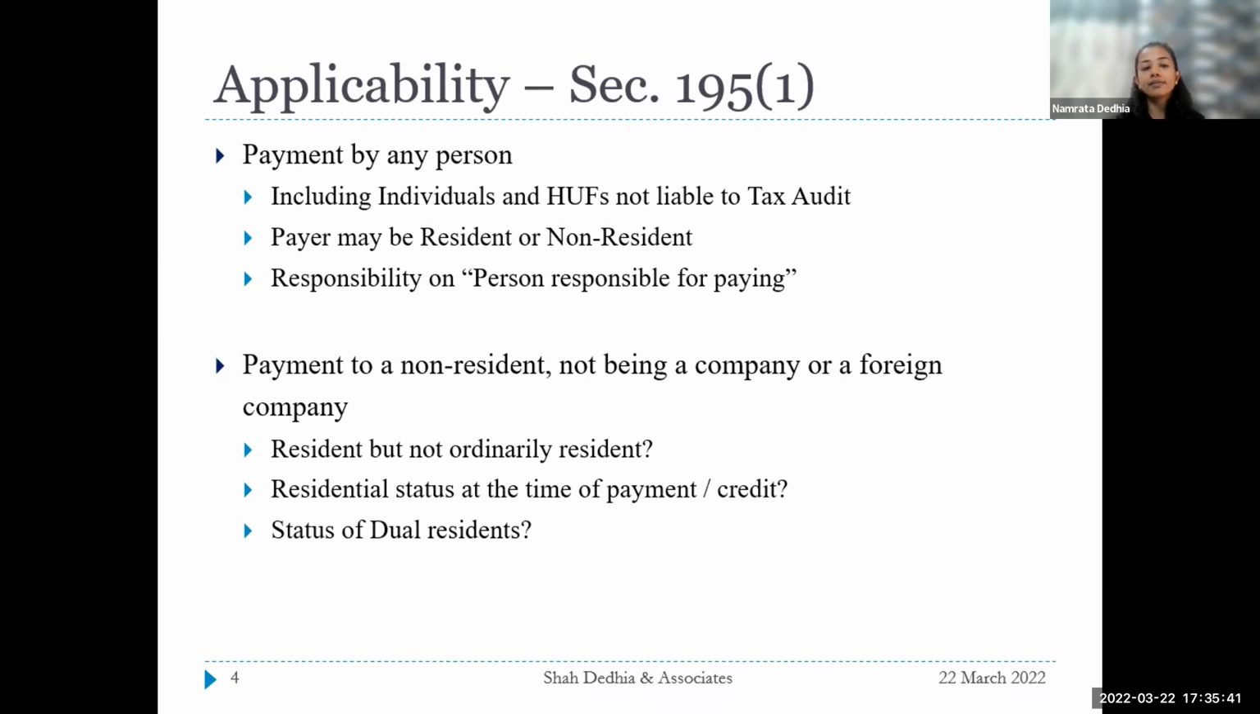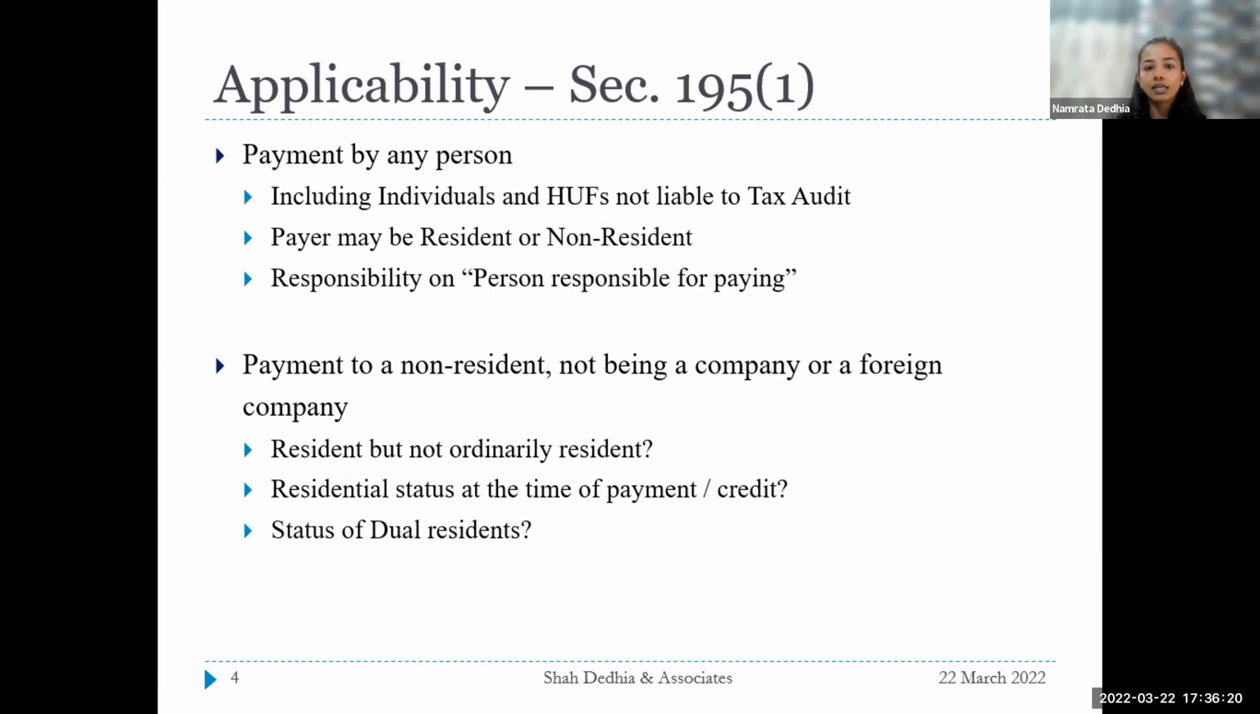Issues also arise where you are dealing with people who can be dual residents. You have a US citizen who is staying in India for more than 182 days. He becomes a resident of both countries based on the respective rules around residential status. So from an India perspective, because that person is staying in India for more than 182 days, he's a resident. The fact that he's a resident as per the Indian Income Tax Act means Section 195, therefore, should not apply.